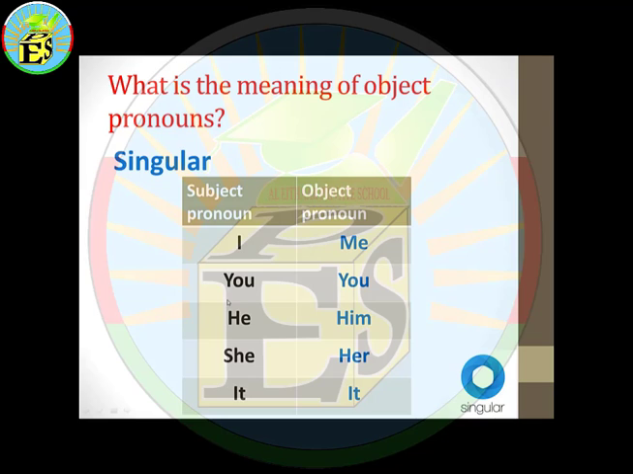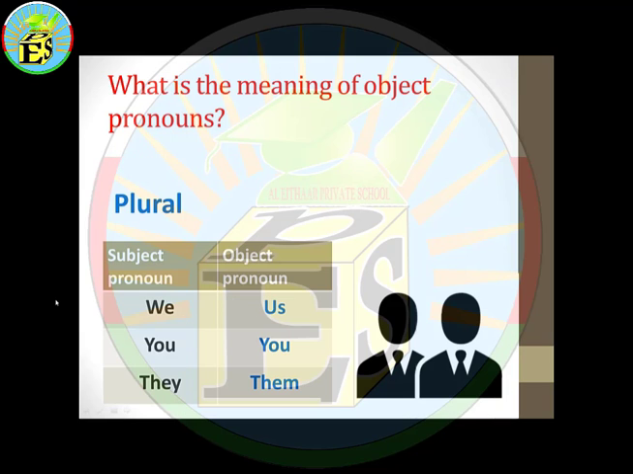Now let's move to talk about the plural pronouns. And here we have we: the subject pronoun is we, so the object pronoun of it is us. You is you, the plural form of you is you. They, the object pronoun of it is going to be them.